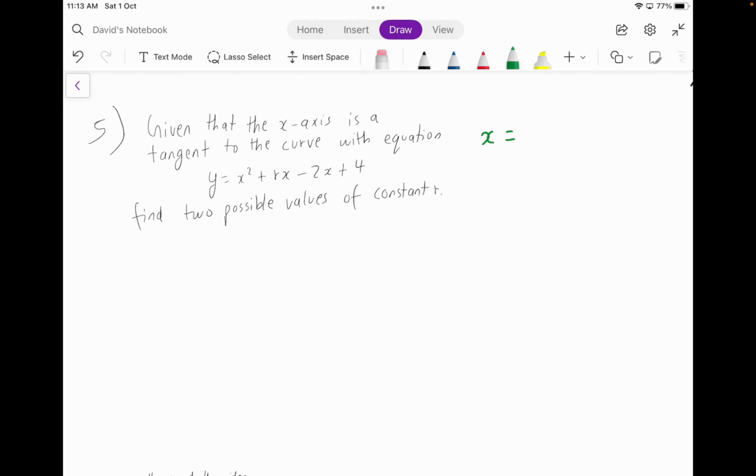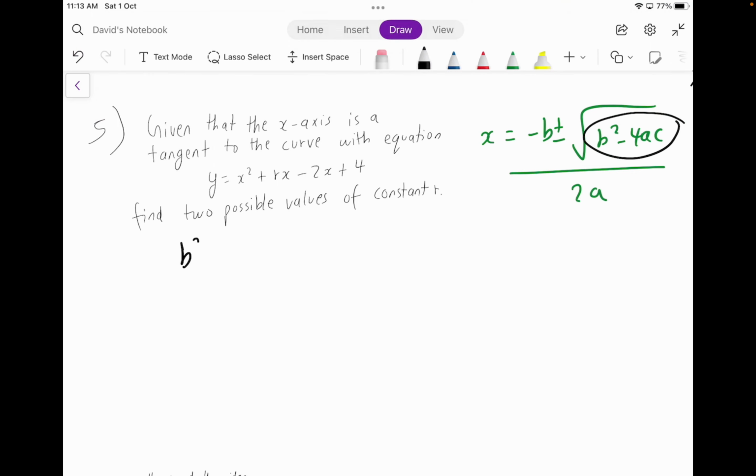So it's going to be x is equal to minus b plus or minus square root b squared minus 4ac, divided by 2a. Once you do that, b squared minus 4ac is going to be your discriminant. So you're going to write that down. b squared minus 4ac is going to be equivalent to anything, I think to 0, but in this case, we're just going to leave it as it is.